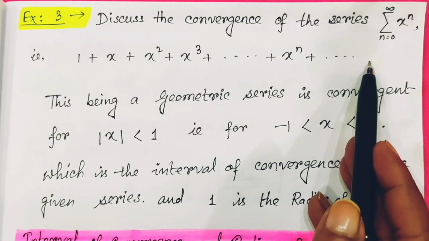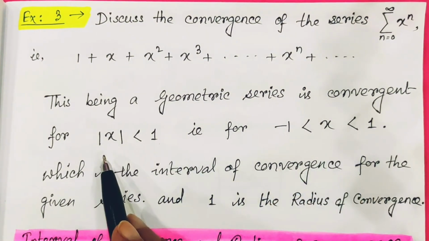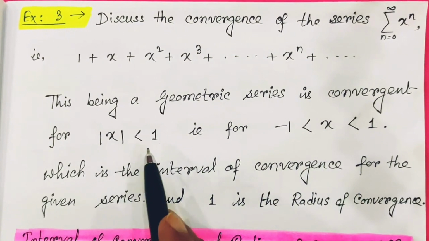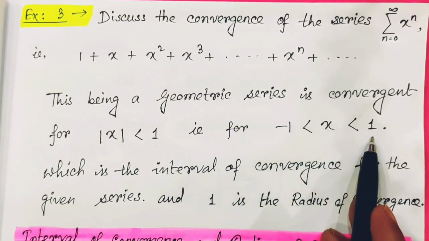I hope you can guess that this one is nothing but a GP series. Yes, it is a GP series, and we know when the GP series is convergent, when it is divergent, and when it is oscillatory. So according to that knowledge, we can say this geometric series is convergent for mod x less than 1. That means it is convergent between -1 and +1.